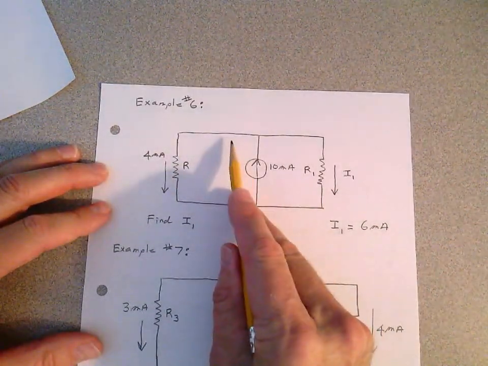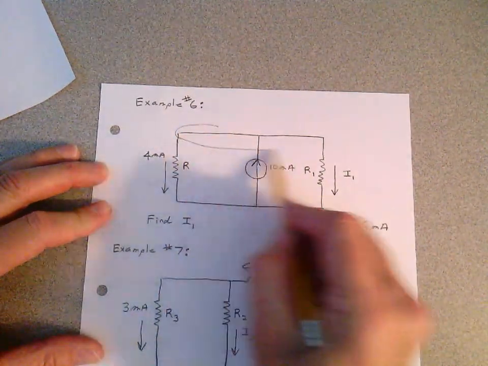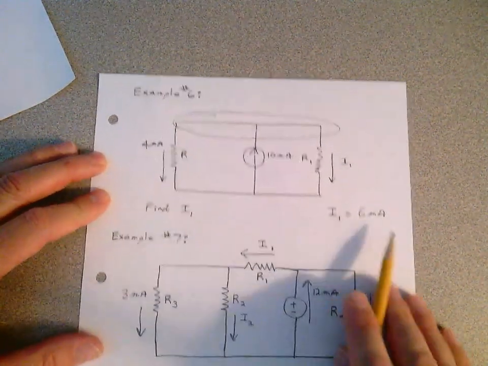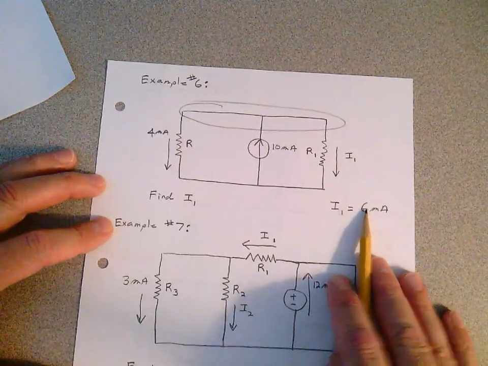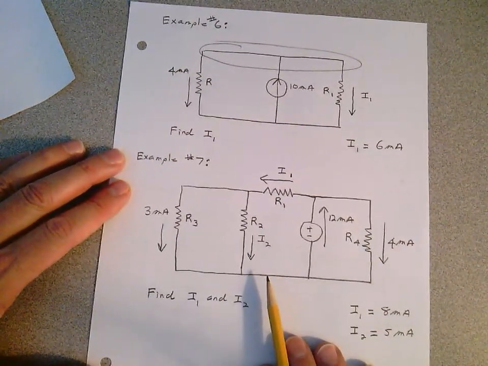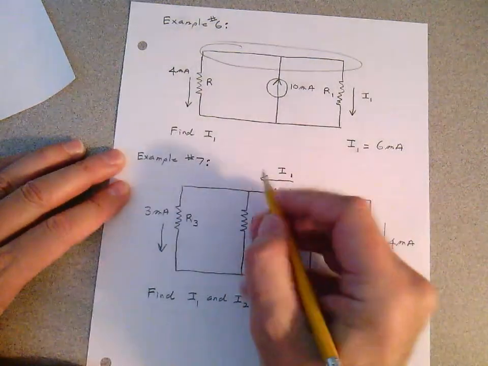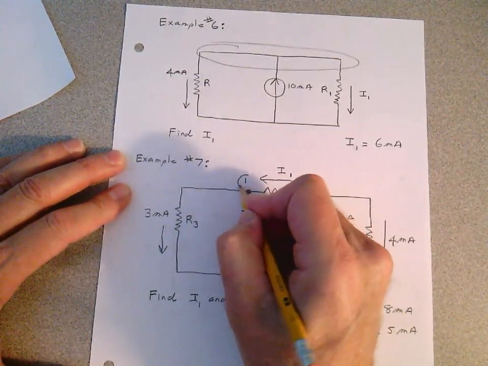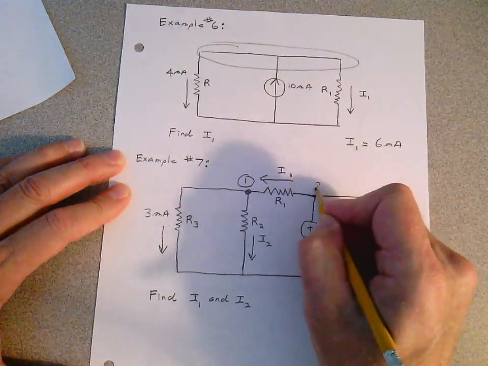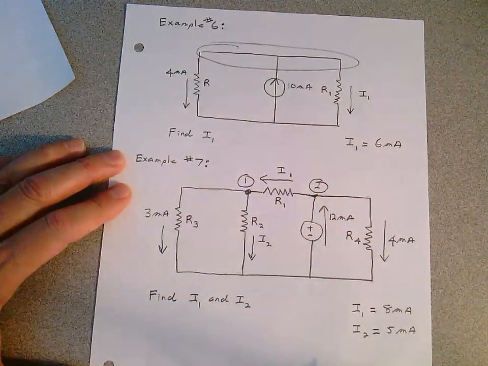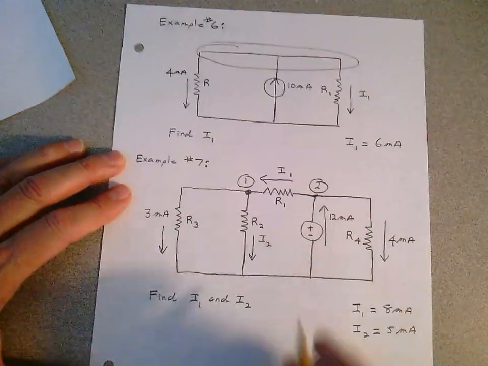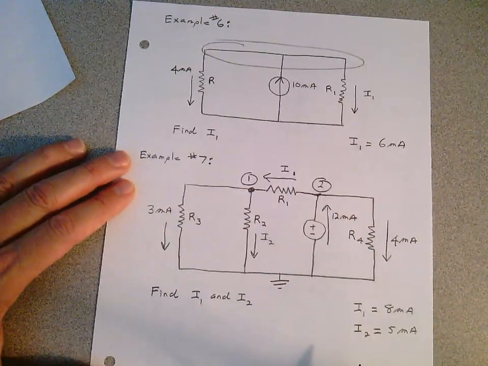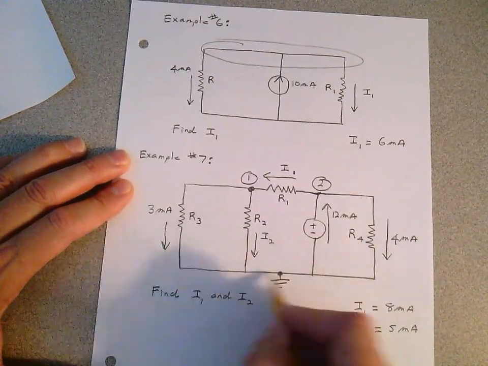Write an equation at this node here using Kirchhoff's current law and find I1. See if you get that answer. How about down here? You have a node at this point. I'll help you out on these examples. I'm going to call this point node 1, and I'm going to call that point node 2. Okay. This is a reference point down here. This is also a node down here, but it's going to be our ground reference. That's all. That's node 2.